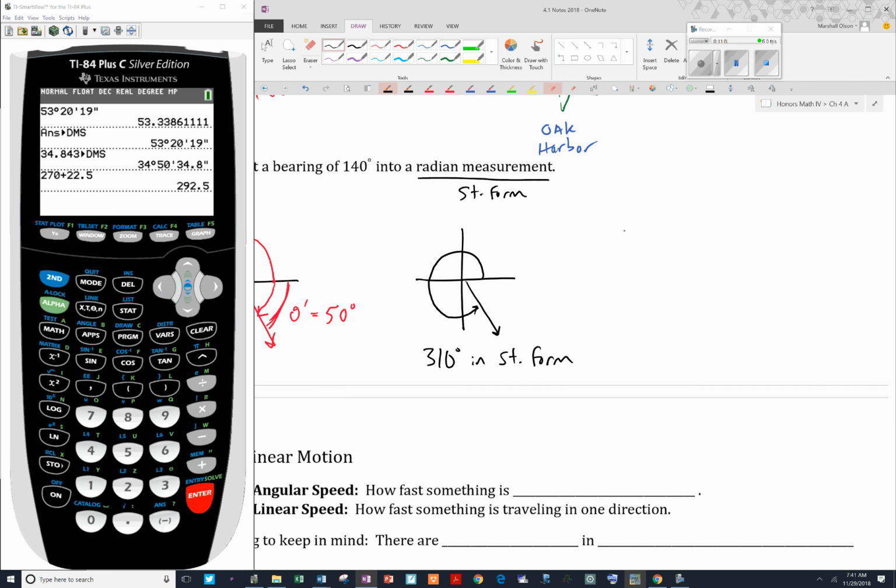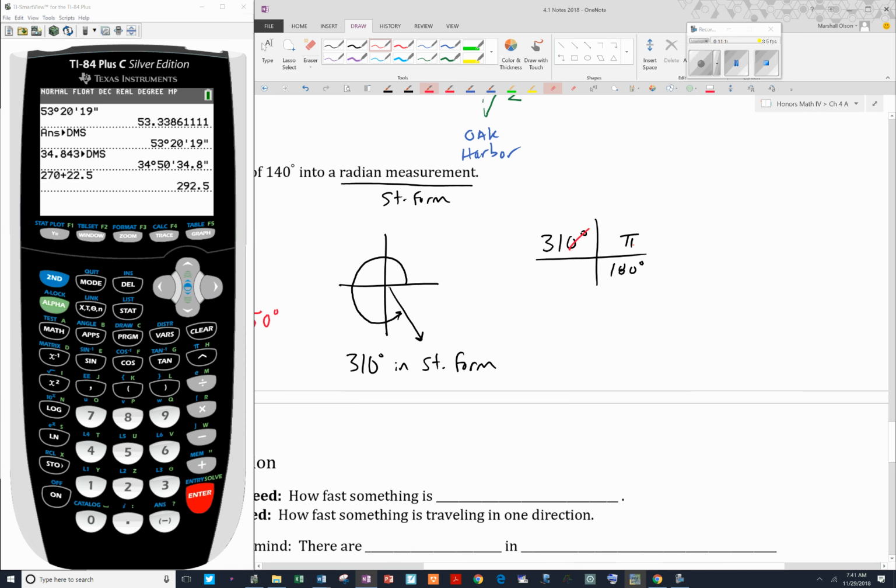So now what we need to do is convert 310 to radians, which we did yesterday. Go pi over 180 and cancel out the degrees and a factor of 10. We have 31 over 18, 31 pi over 18 radians. How are we doing with that?